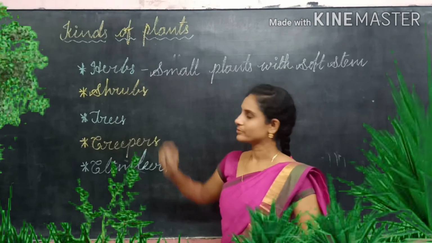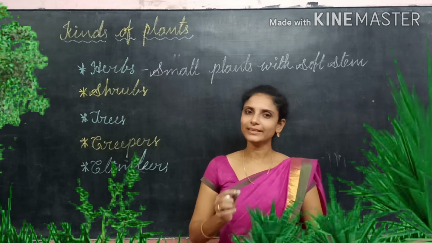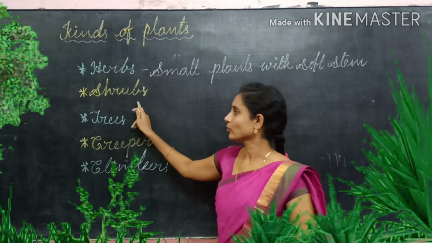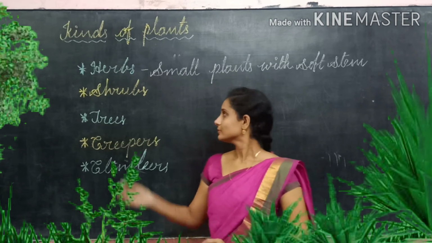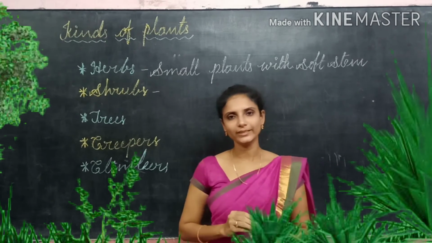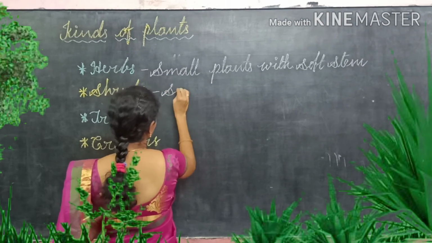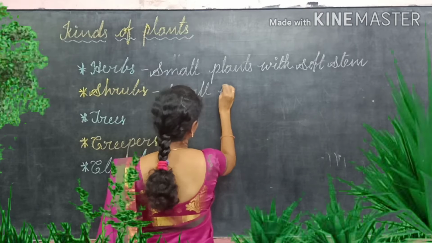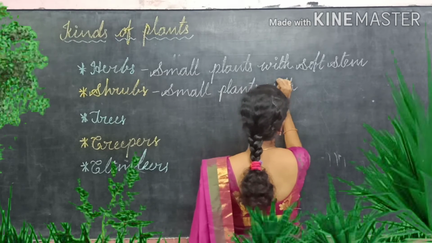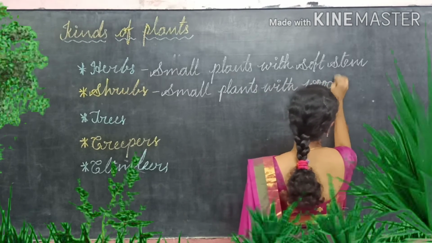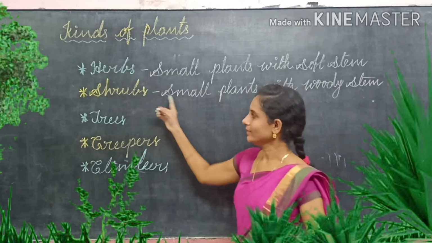Next one, shrubs. What are shrubs? Shrubs are also very small plants, but they have a woody stem. They don't have a soft stem. The stem is woody, means the stem is thick. So what are shrubs? Small plants with woody stems are called shrubs.